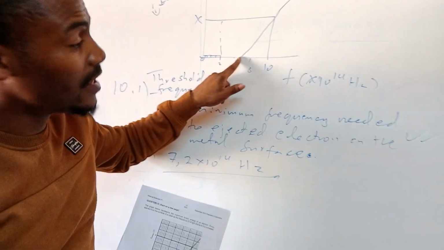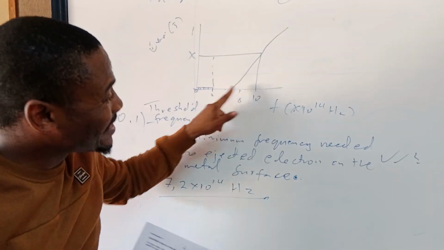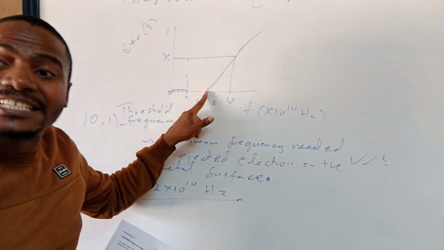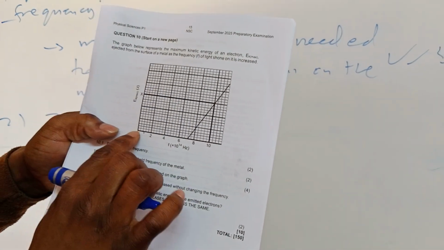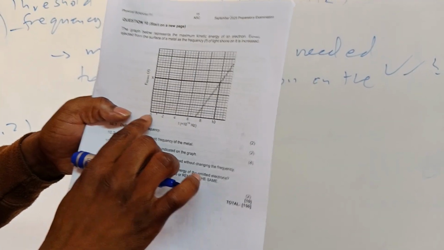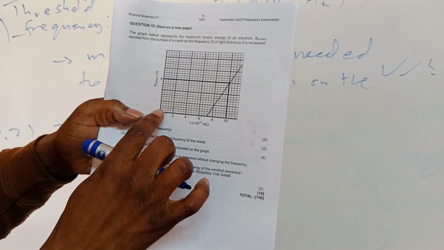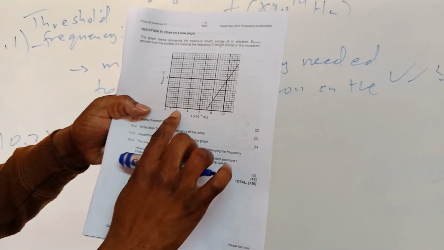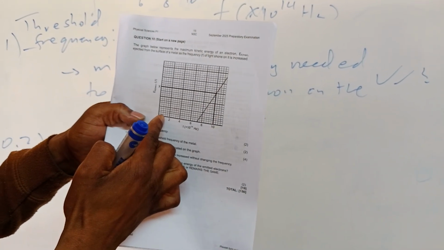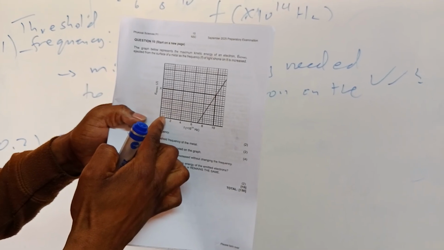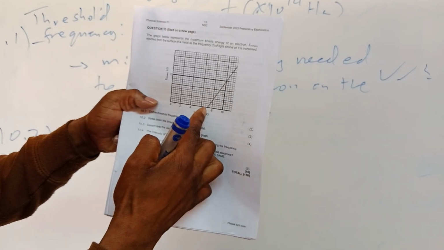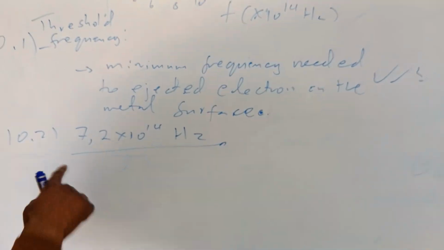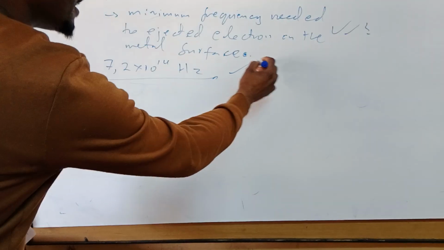I said on the previous video that when this line touches the x-axis, that is the threshold frequency. So here you must determine that threshold frequency using your common sense, using these smaller squares. From 0 to 2, how many squares? 1, 2, 3, 4, 5. When you divide by 2, it's like 2.5. There is 1 here. So in the middle here, it's 7. That means it's 7.2. So that's it. Done. The 1 mark there, guaranteed.